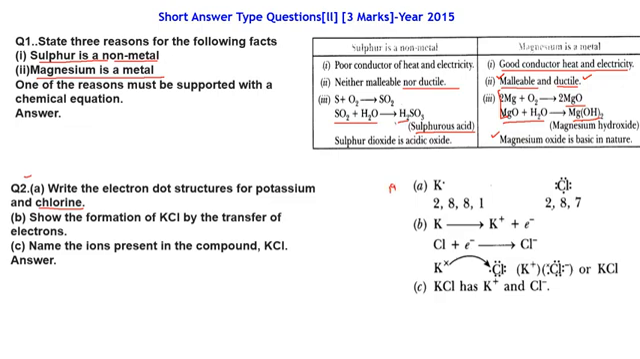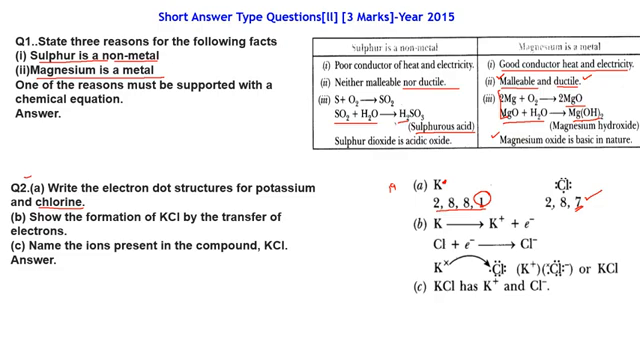Why is it important? Because I want to find out the number of valence electrons, right? And once you know the number of valence electrons, just put, because it is 1, a dot over here, right? And chlorine is 2, 8, 7, so there should be 7 dots around the chlorine. Why? Because there are 7 electrons in the outermost shell. Clear?